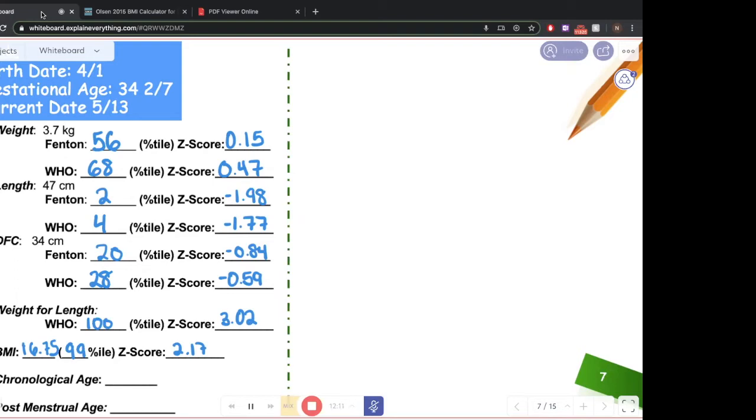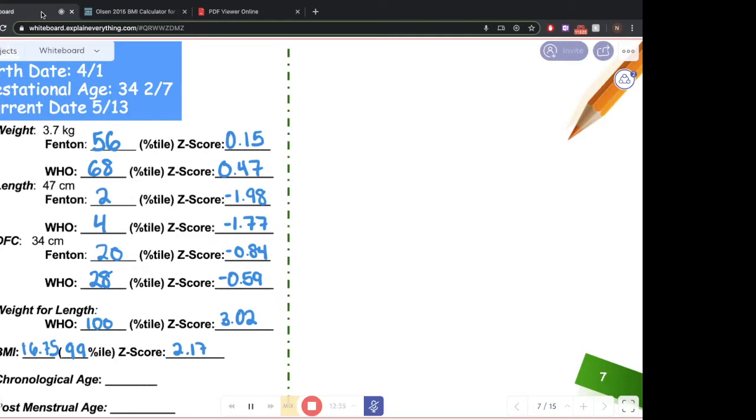The baby's length seems pretty low compared to the weight. The percentiles for weight, weight for length, and BMI are also very high. So does that suggest that he may be being overfed? That's a great question, and that's exactly why you're collecting this data, so you can start to assess.